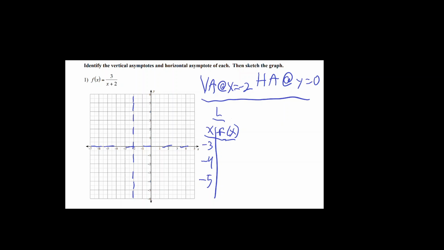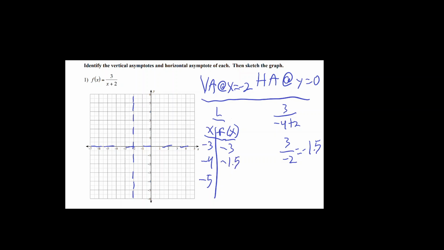So now I'm going to take -3 and plug it in. So I have 3 over -3 plus 2. That's strike 1 for me. So now we get 3 over -1, which equals -3 there. So when x equals -3, f of x is equal to -3. Now we're going to try the same thing out when x equals -4. So we have 3 over -4 plus 2. So that is 3 over -2, which is -1.5.